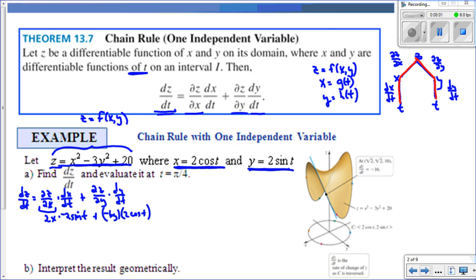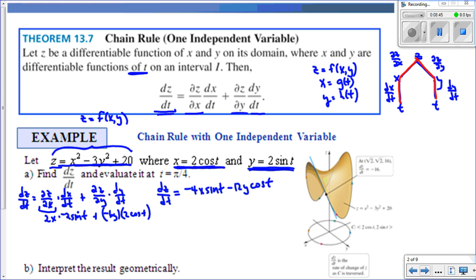So dz/dt is negative 4x sine of t minus 12y cosine of t. Now, if I want to evaluate that, notice it has x's, y's, and t's in it. We could change that to a single variable t by changing the x to 2 cosine of t and the y to 2 sine of t. But if they just want us to evaluate it, then we could leave it that way and then just plug in t equal pi over 4.